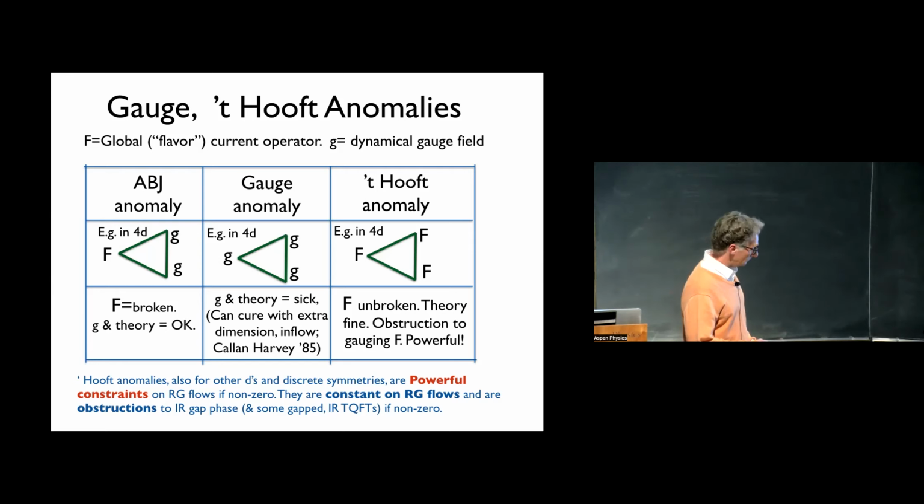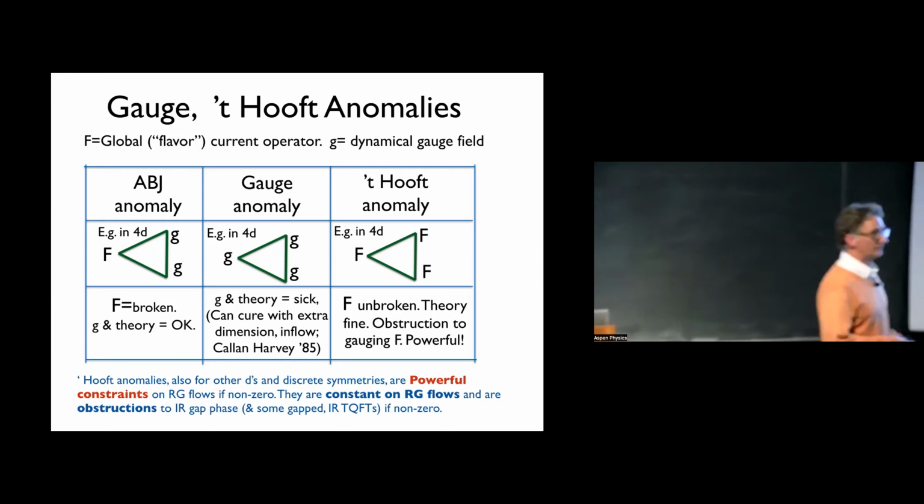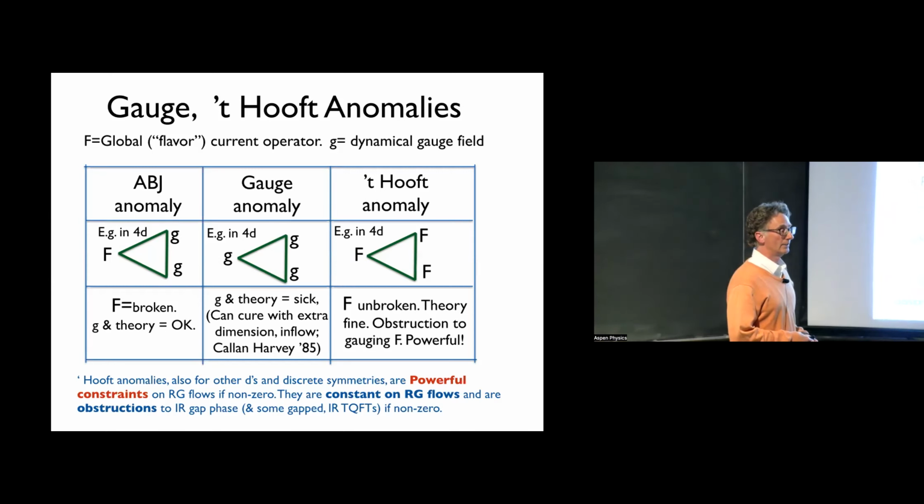Can I just ask a question? Something I've wondered about for 25 years. Why do they have to be constant along the RG flows, the anomalies?